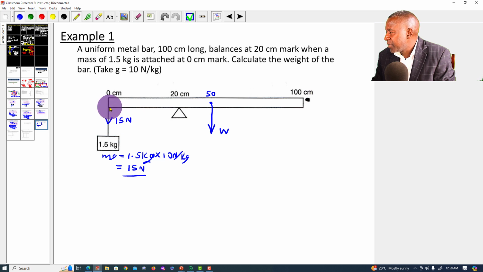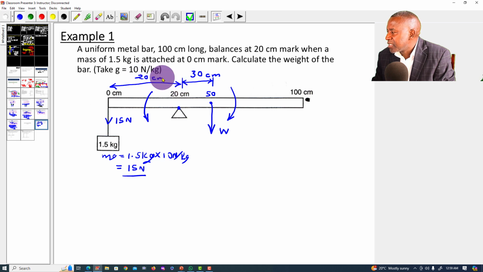So 15 newtons makes 90 degrees with this distance here. So it means we can take moments about that point and it will tend to turn the system in the anti-clockwise direction. How about the weight of the object? The weight of this meter rule is going to turn it clockwise about the same point. How far is it from that point? It is from the 20 centimeter mark all the way to the 50 centimeter mark, meaning that it is 50 minus 20, which is going to give me 30 centimeters, while this other one here is just 20 centimeters.